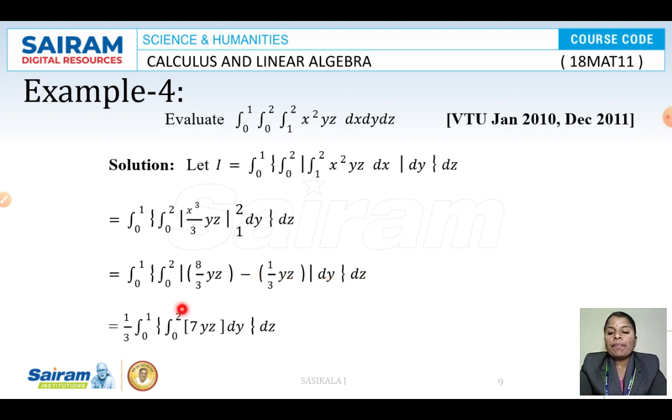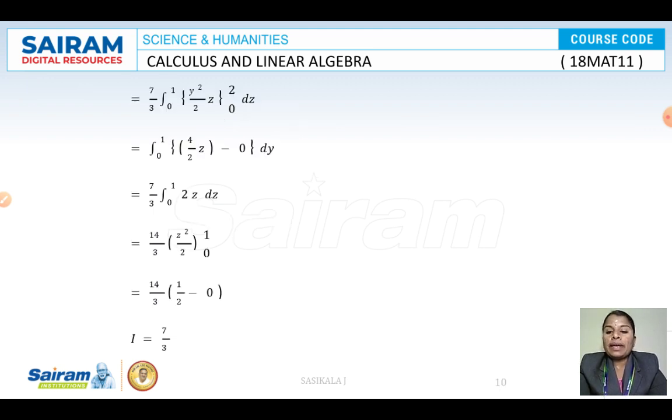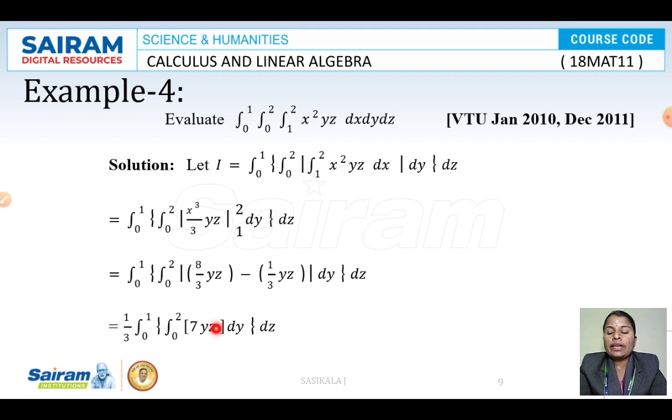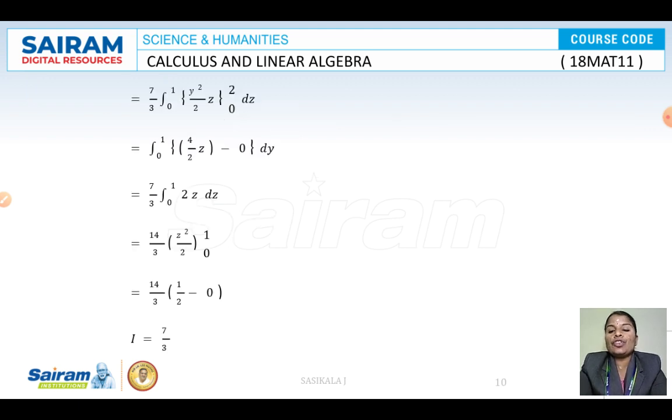So what is that? It will become, simplify the term by 3. It is 8yz minus yz. It will become 7yz I will get. Okay. So now 7 by 3, the 7 you can take out. 7 by 3 integration 0 to 1.